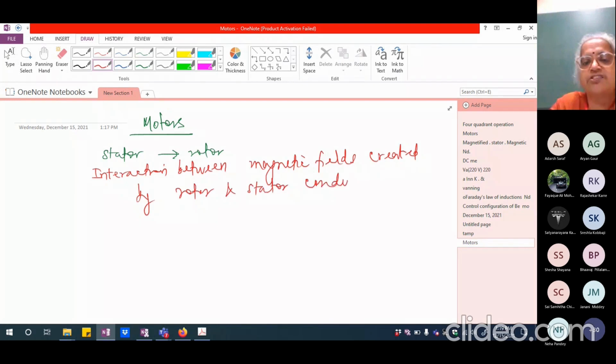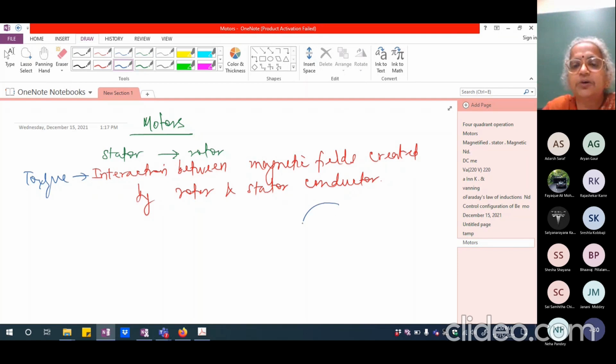If these do not exist, then you are not going to get any rotation at all. That is, the interaction is the one which is creating the torque or rotational power that is actually being created. And between the rotor and stator, you have to have an air gap. Otherwise, the rotor cannot rotate independently.